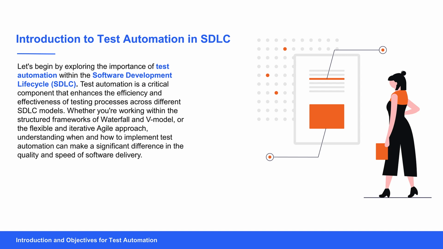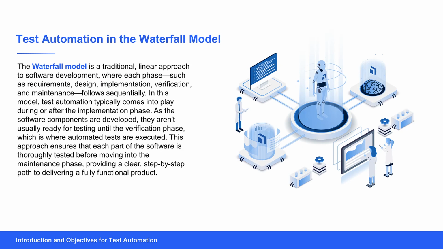By the end of this lesson, you'll have a solid understanding of how to strategically apply test automation in any development framework. Let's start with the waterfall model, one of the most traditional approaches in software development. The waterfall model is linear and sequential, meaning that each phase, requirements, design, implementation, verification, and maintenance must be completed before the next one begins.